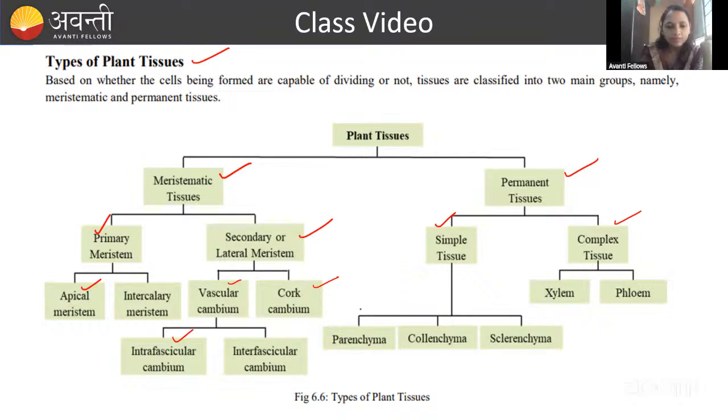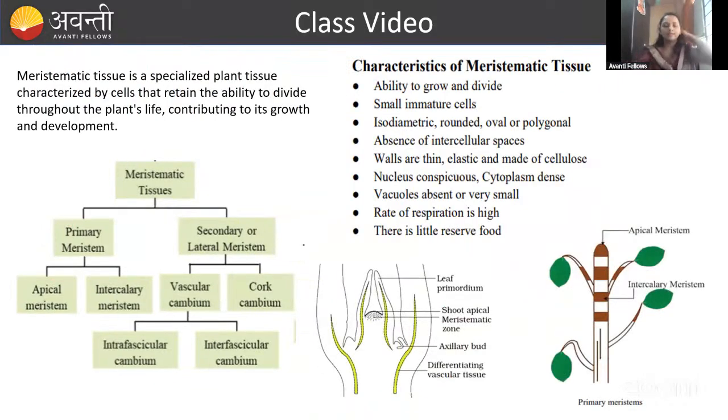Examples of the simple permanent tissue are the parenchyma, collenchyma, and sclerenchyma. Coming to the complex, they are made up of cells of different structure and different functions. Xylem and phloem are the examples. This is just about the classification. Let us study in detail. Okay, fine, guys. First, let us talk about the meristematic tissue.